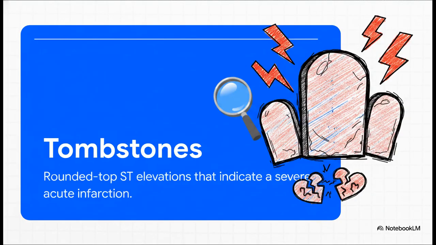Now, looking at another anterolateral example, I really want you to focus on the shape of these ST elevations. Notice how they have these massive, bulging, rounded tops. In the clinical world, we literally call these tombstones. It's a visceral, unmistakable cry for help from the heart muscle. When you see tombstones, there's no debate. You know for sure the infarction is incredibly severe.